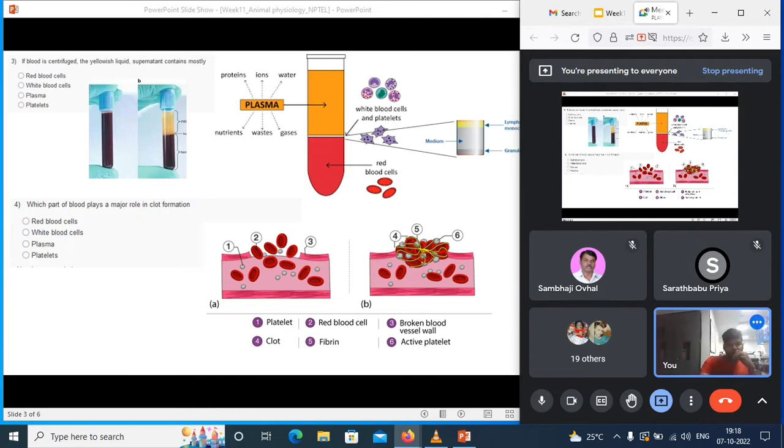So if I am keeping it at room temperature, I am just applying gravitational force, right? It might be 5,000 times lesser, it might be 10,000 times lesser, but I am applying some amount of force through gravitation, and that will pellet it down, though in very small amounts, and it will take a lot of time. Okay, so the yellow part will be your plasma, right? Not platelets.